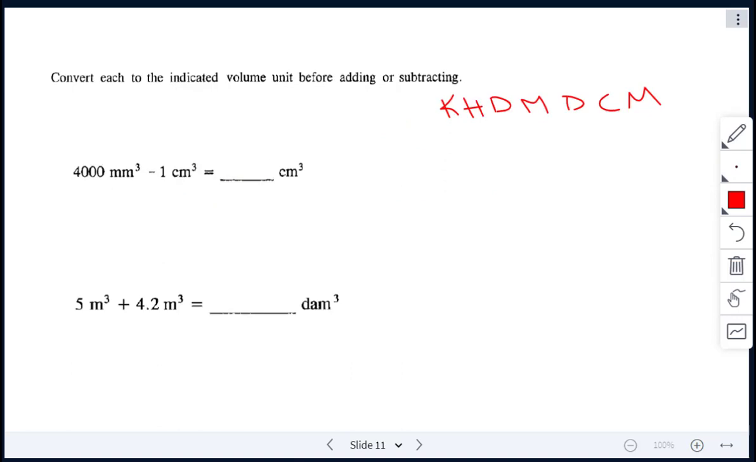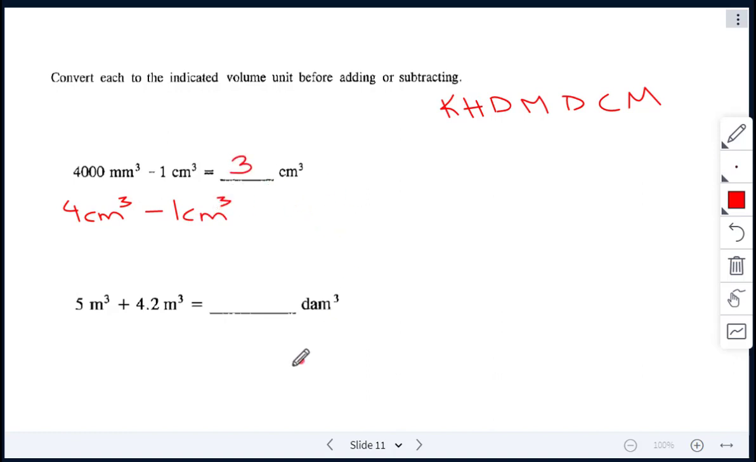All right, so here we have millimeters cubed, centimeters cubed, and centimeters cubed. So we're going to change the millimeters cubed to centimeters cubed. Millimeters to centimeters is 1 to the left, but because we're looking at volume, we're going to have to triple that, so we'll move it 3 to the left. So 1, 2, 3, that gives me 4 centimeters cubed minus the 1 centimeters cubed, which gives me 3 centimeters cubed as the answer.